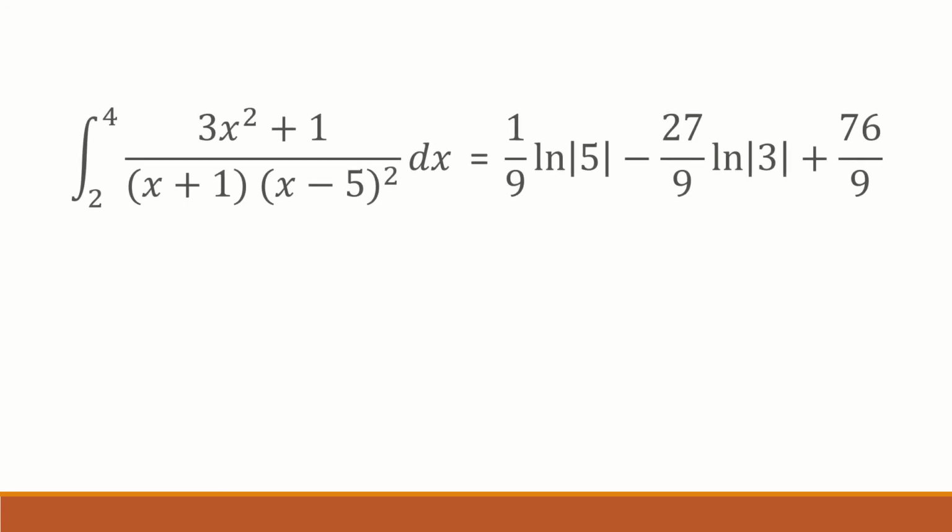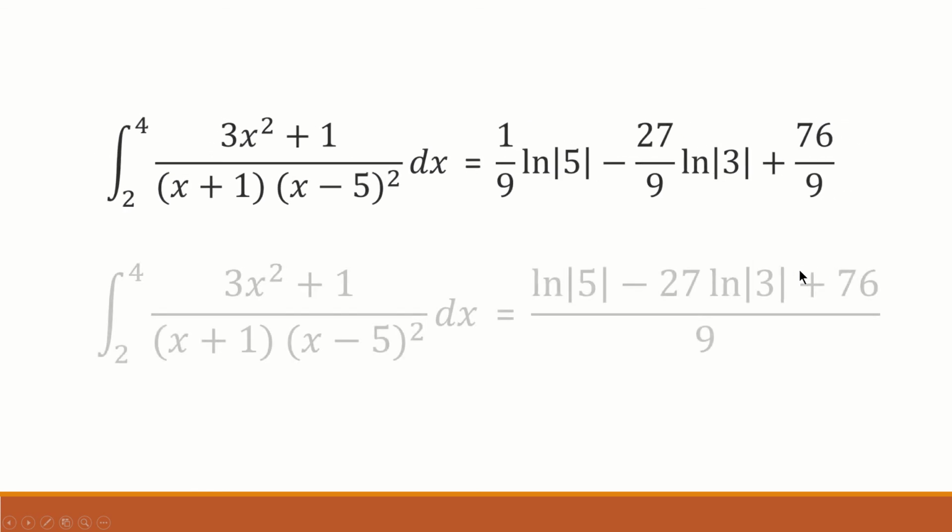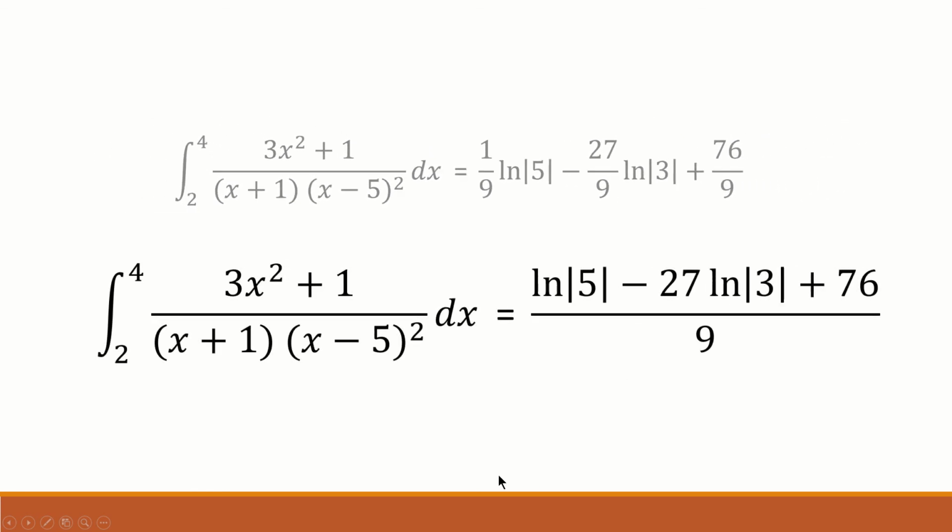So when we plug it all in together, we end up with 1/9 natural log of 5 minus 27 over 9 natural log of 3 plus 76 over 9. And it's pretty clear to see this will simplify nicely. Our original integral was a definite integral between 2 and 4. It was 3x squared plus 1 over x plus 1 times x minus 5 squared. And our final answer is natural log of 5 minus 27 natural log of 3 plus 76 over 9.